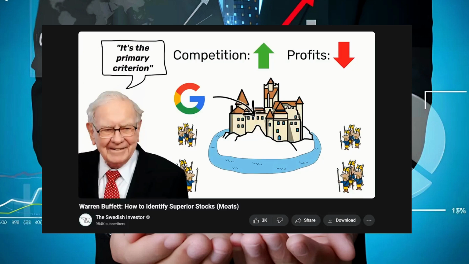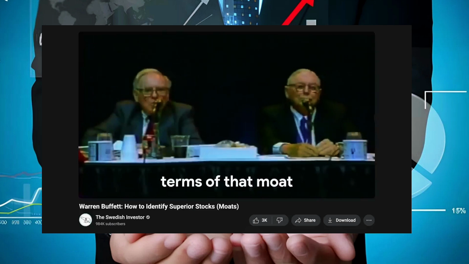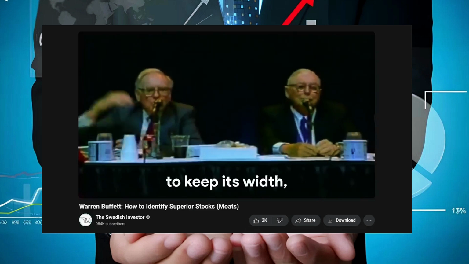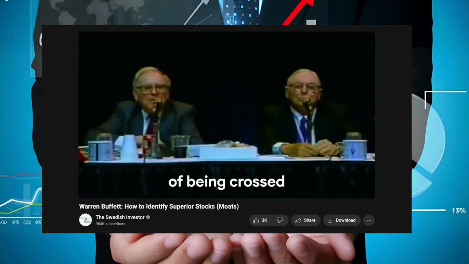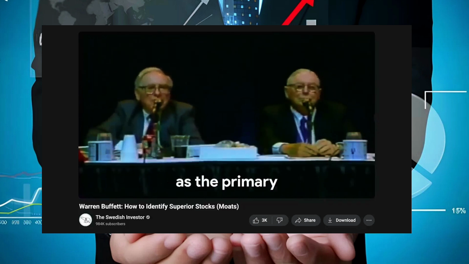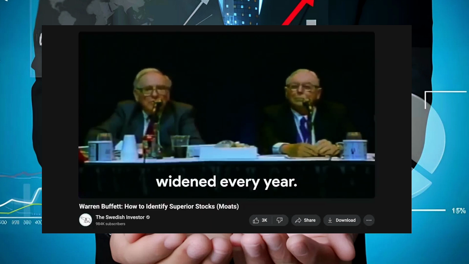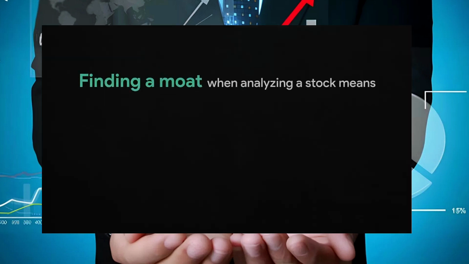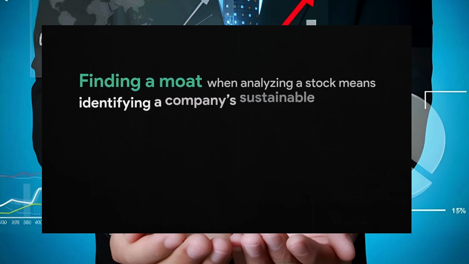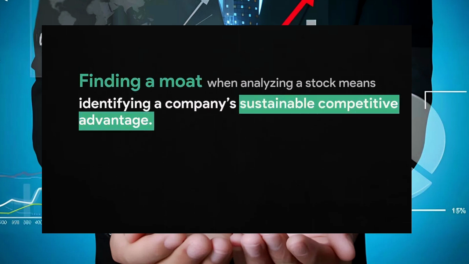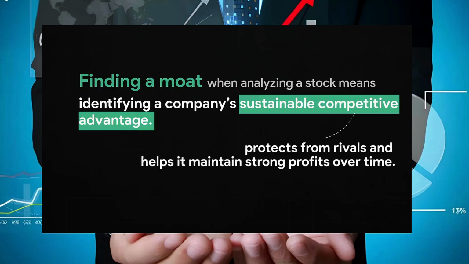And he's not looking for small ponds either. These moats should be as wide as possible. We think in terms of that moat and the ability to keep its width and its impossibility of being crossed as the primary criterion of a great business. And to our managers, we say we want the moat widened every year. Finding a moat when analyzing a stock means identifying a company's sustainable competitive advantage, something that protects it from rivals and helps it maintain strong profits over time.